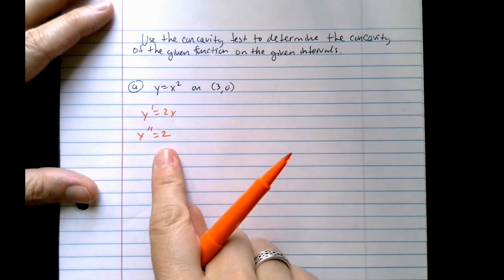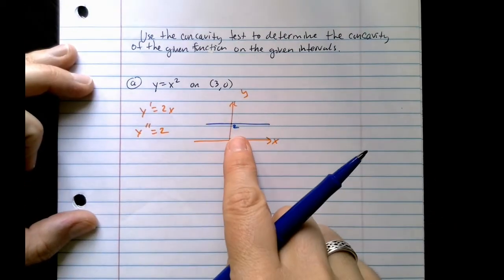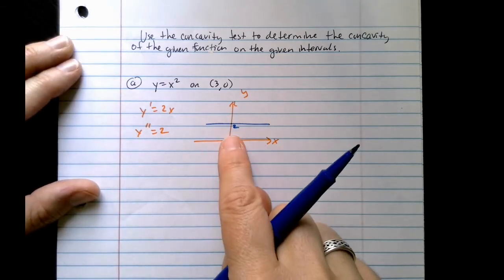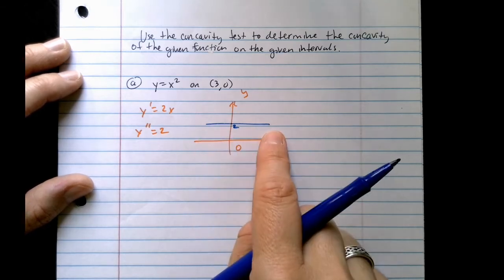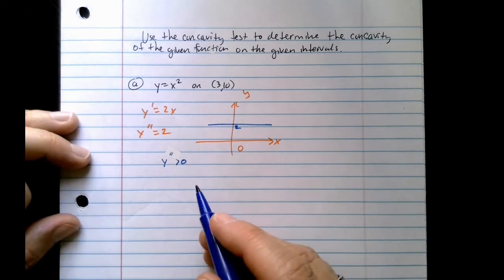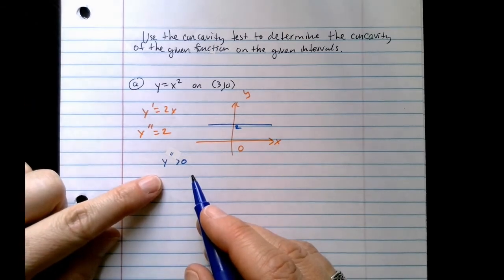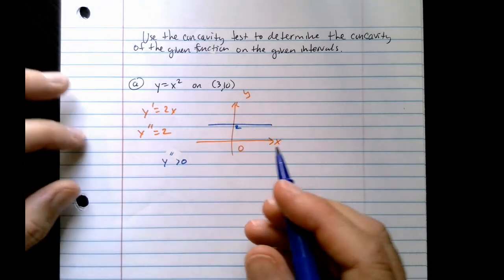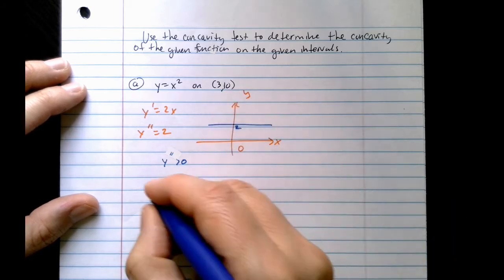Okay, let's look at what this graph looks like. So this is the graph of my second derivative. It's just a constant line going through y equals 2. Well, notice this function is always positive. Remember, according to the concavity test, if the second derivative is positive, that means the function is concave up over that interval. Well, this graph is always positive, it's constant. What this tells us is this graph is concave up on the entire interval from 3 to 10.